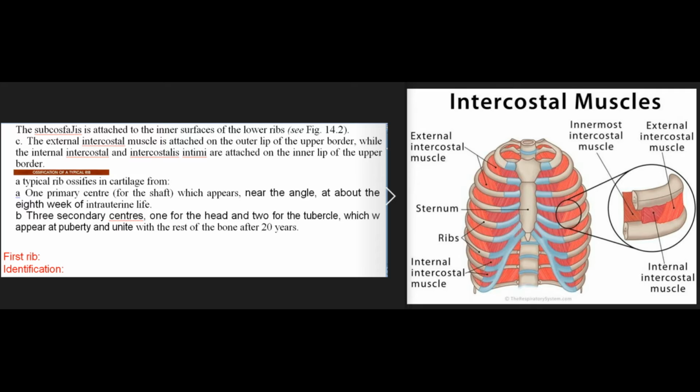A typical rib ossifies in cartilage from A. a primary center for the shaft, which appears near the angle at about the 8th week of intrauterine life. B. 3 secondary centers, 1 for the head and 2 for the tubercle, which appear at puberty and unite with the rest of the bone after 20 years.